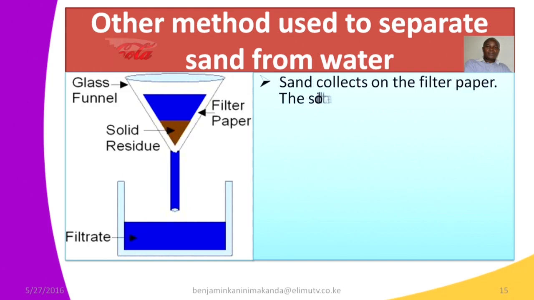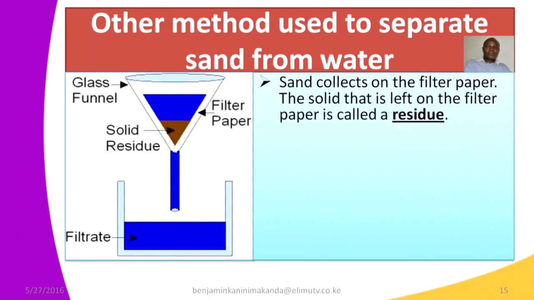So we have a setup here. This setup is made up of a filter funnel, and this filter funnel is glass in nature. Then we have a filter paper. Then once we have this kind of setup, we now separate sand from water. So the mixture is poured on top of a filter paper that is placed in a filter funnel, and then the particles that remain on the filter paper are called solid residue, and then the liquid that seeps out into the second beaker or evaporating dish, we call it a filtrate.